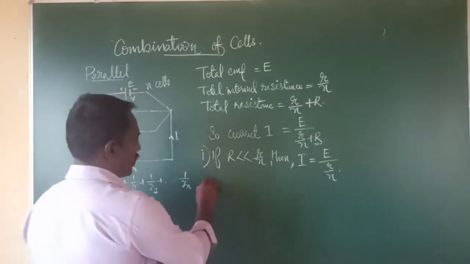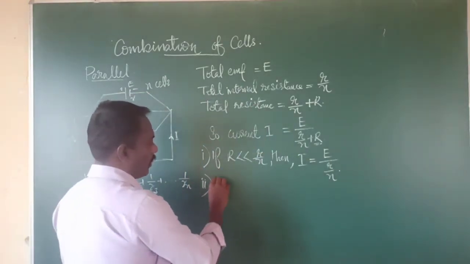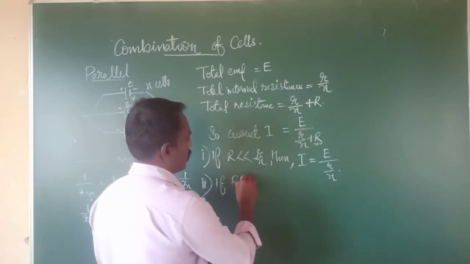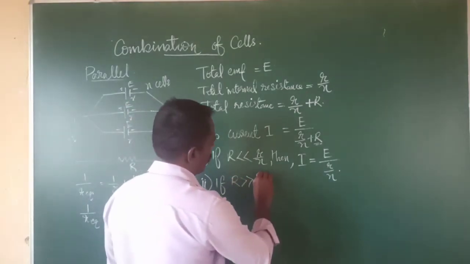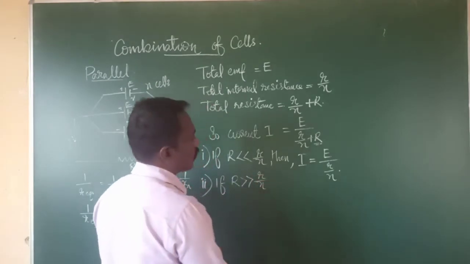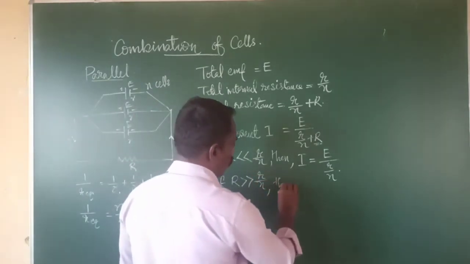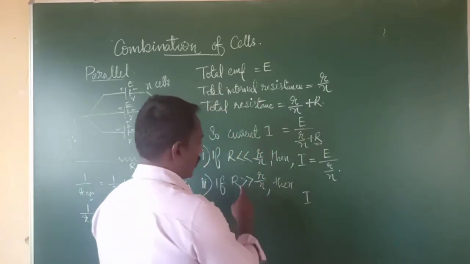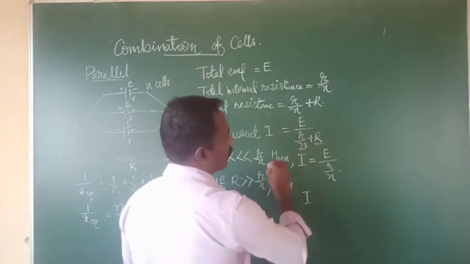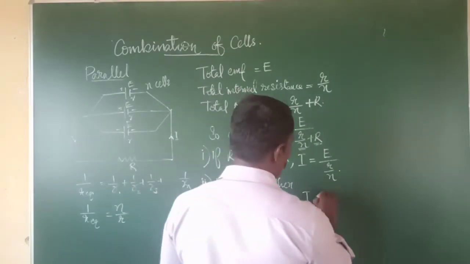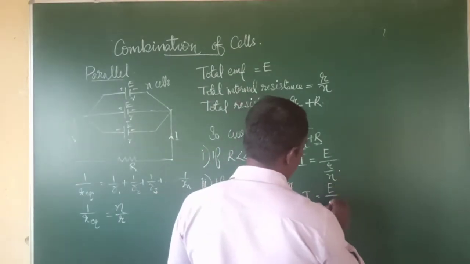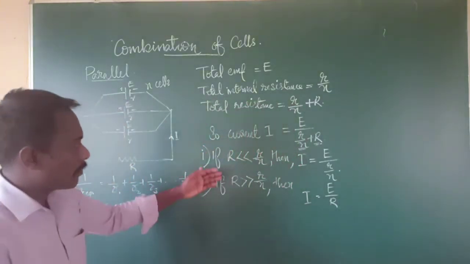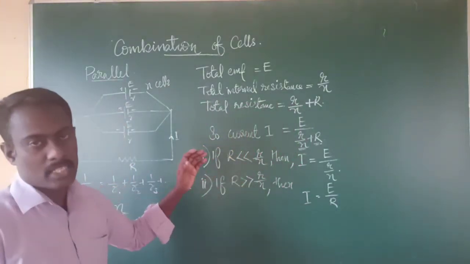And the second condition is, if the external resistance connected to the circuit is greater than the total internal resistance of the cells, then what will be the equation for I? If R is greater, then this term can be neglected. So I is equal to E divided by R. So among these two, which condition gives the maximum current?